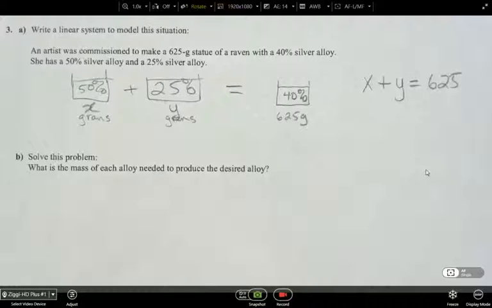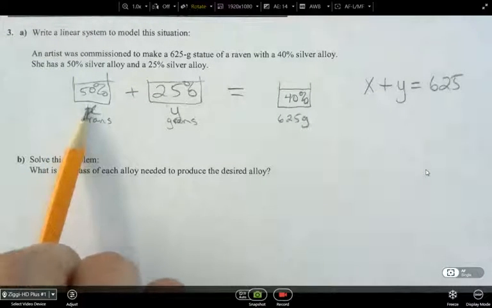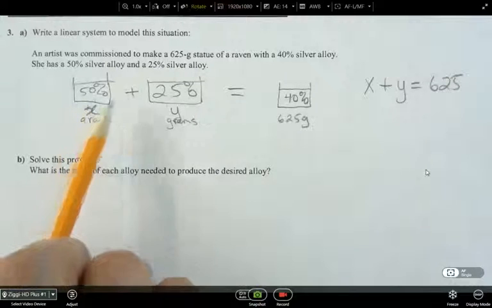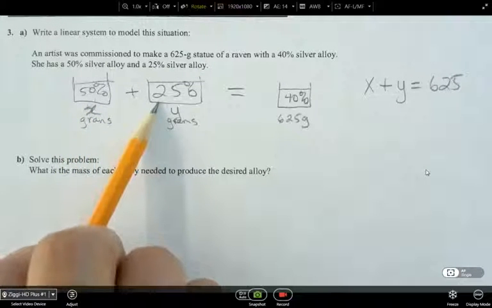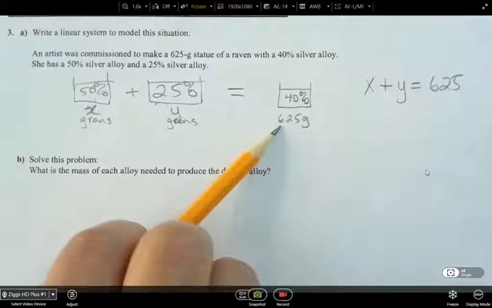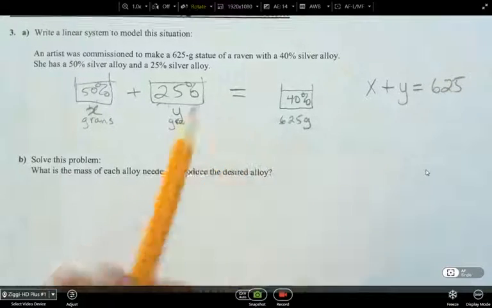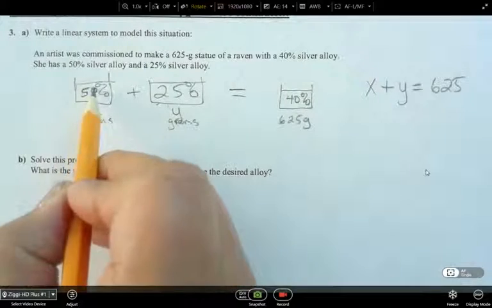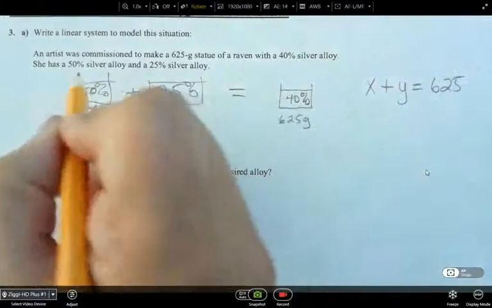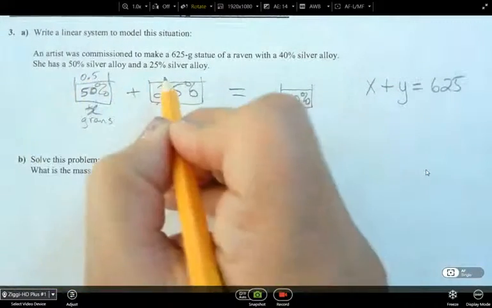Now what we need to figure out is how much silver do we have? Well, I'm going to use a certain amount of the 50% silver. I'm going to use a certain amount of the 25% silver. And all together, I will end up with 40% of this 625 as the silver. So that's where I get my second equation from. But instead of using 50 in my equation, what should I be using? So let's use 0.5 and then we'll use 0.25.